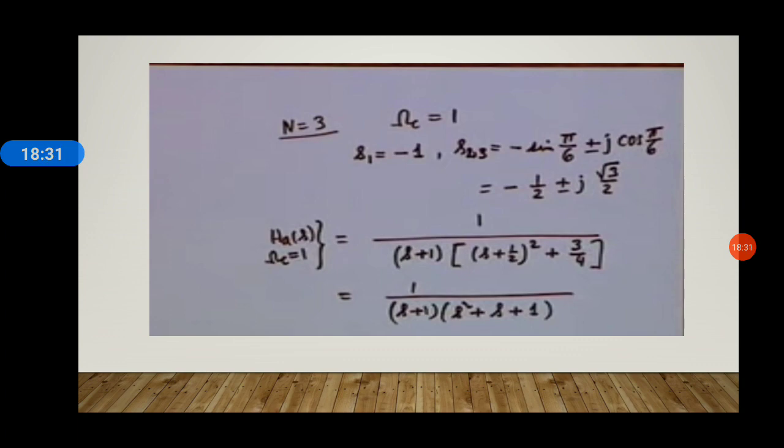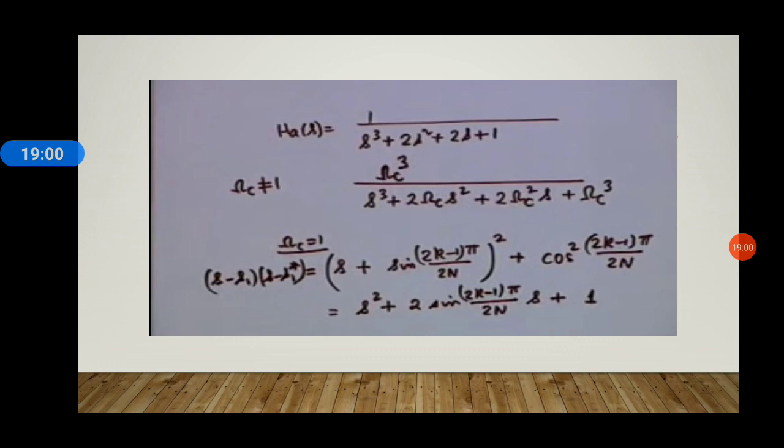We see when n is equal to 3, then k would be 1, 2, 3. For the first, when k is equal to 1, we have s by omega c. If we take omega c as 1, then we have s is equal to minus 1, and the next two poles are complex conjugate. So H(s) when omega c is equal to 1 can be written as this.